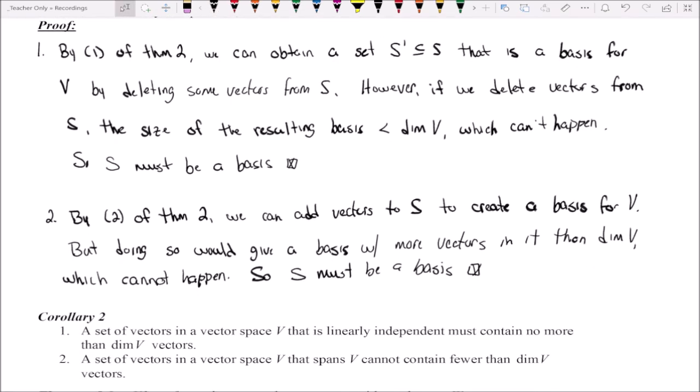As a direct corollary to these statements, a set of vectors in a vector space V that is linearly independent must contain no more than dim V vectors, right? So if you have a set of vectors with more vectors in it than the dimension of V, that set's automatically linearly dependent. Also, a set of vectors in a vector space V that spans V cannot contain fewer than dim V vectors. In other words, if you have a set with fewer vectors in it than the dimension of V, there's no way that set can span the vector space.